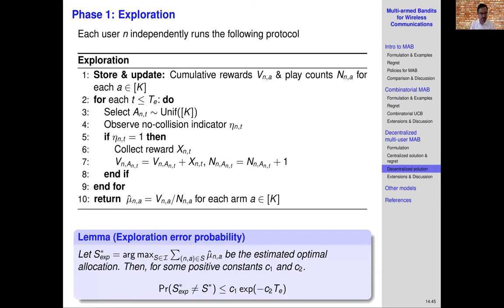Here is a lemma that bounds the exploration error probability. Let S star EXP be the estimated optimal allocation based on the estimated expected rewards at the end of the exploration phase. Then, probability that this estimated optimal allocation is not equal to the true optimal allocation vanishes exponentially with the length of the exploration phase. This means that we can make this probability arbitrarily small by adjusting the length of the exploration phase, for instance, as a logarithmic function of the time horizon.